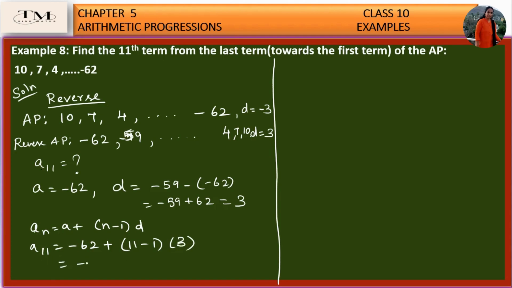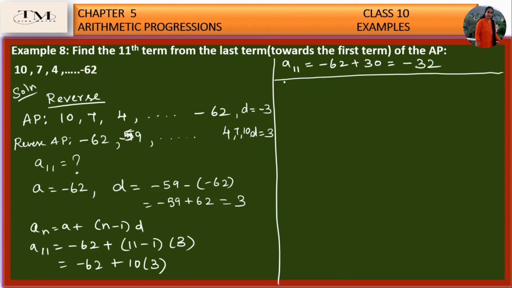So it is minus 62. 11 minus 1, it is 10 into 3. So A11 will be minus 62 plus 10 into 3, 30. So here the negative is for the bigger number. So we have the negative sign and subtract. So 62 minus 30 is 32. So A11 equal to minus 32. So this can be done in another way.